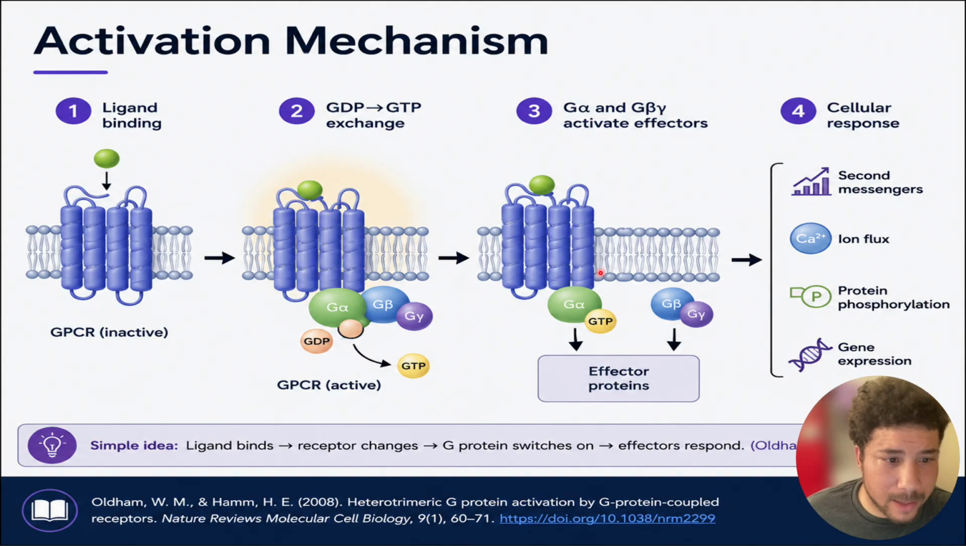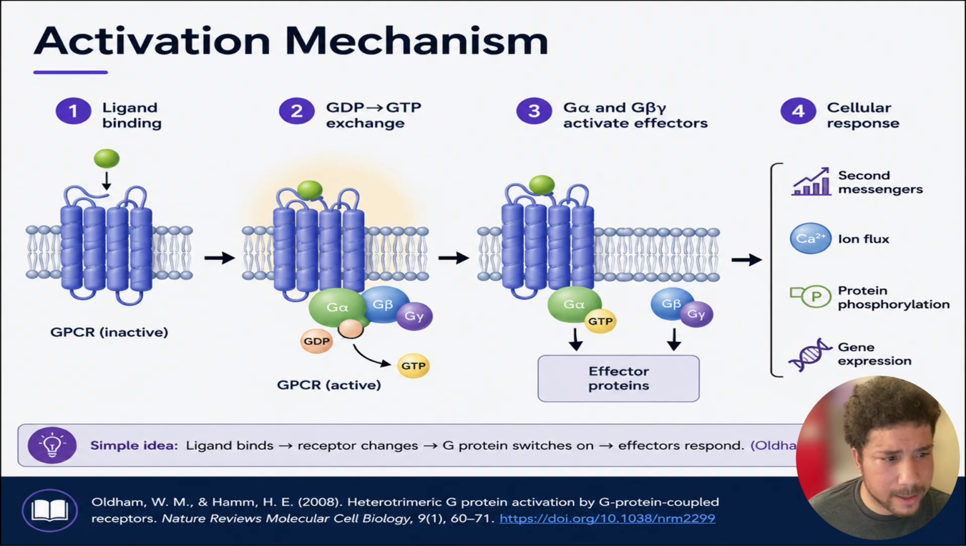So in step 1, the ligand binds to an initial inactive GPCR. Before the ligand binds to the receptor, it will fluctuate among different conformations, but the inactive state is generally favored. The nearby heterotrimeric G protein consists of the alpha, beta, and gamma subunits, and GDP is bound to the alpha subunit, which you can see in the diagram.